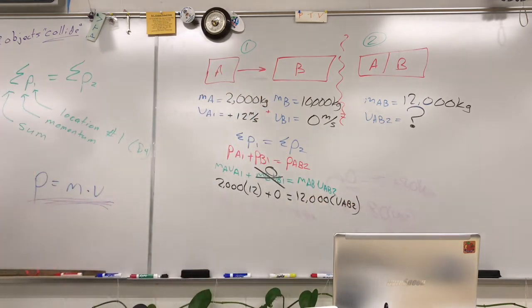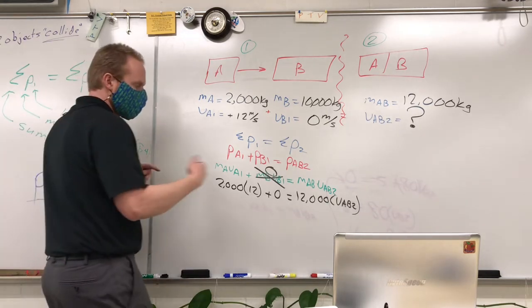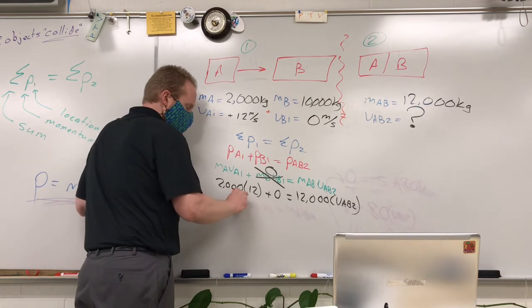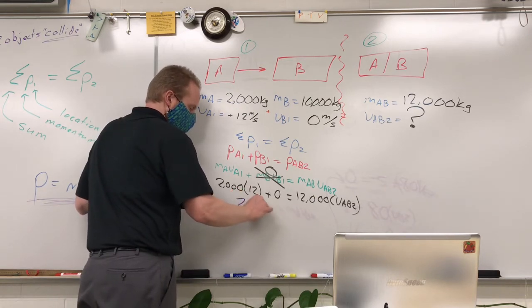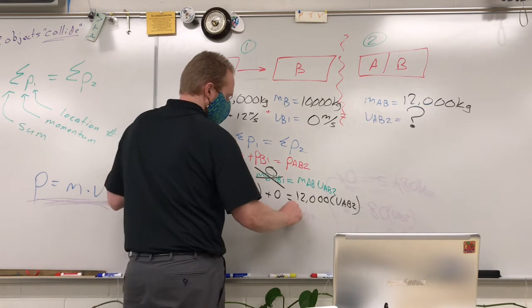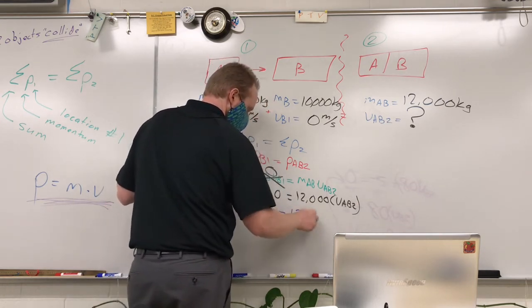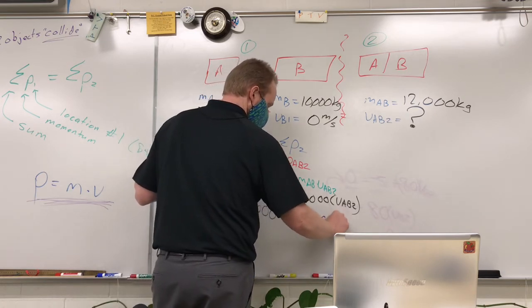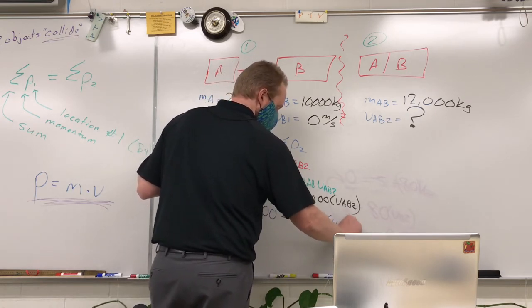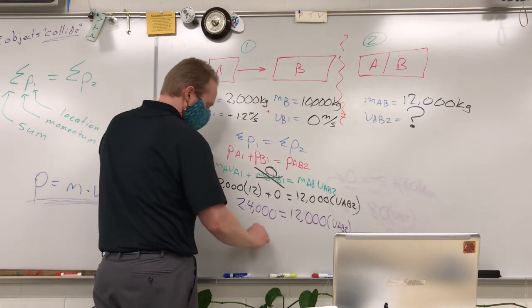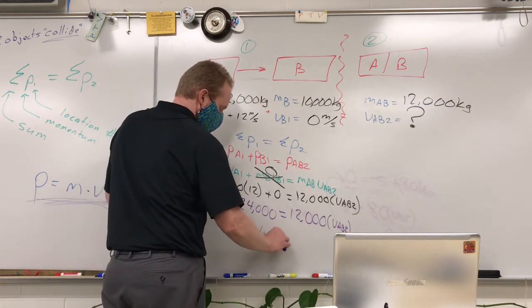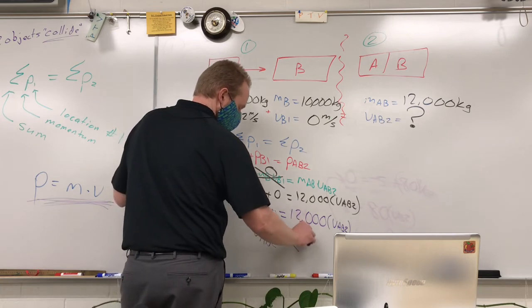So when we plug in numbers, we get 2,000 times 12 plus 0. You don't need it, I know, you can leave it out, is equal to 12,000 VAB2. So what we're left with is 24,000 is equal to 12,000 VAB2. Divide both sides by 12,000. VAB2 is equal to 2 meters per second.